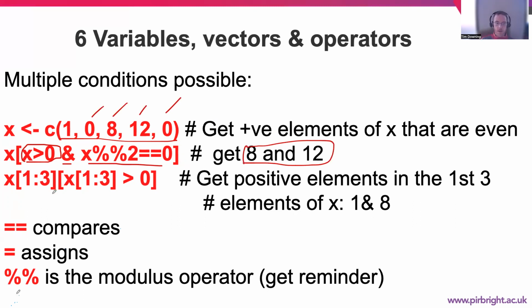We can also have more advanced ways of manipulating vectors, and this is given here. So the first part of this command, x going from 1 to 3, selects the first 3 elements of x. So that's 1, 0, and 8. And then within that, we select from those first 3 elements the ones that are positive. So that gives us 1 and 8 at the end. So that's a more advanced way of sub-selecting elements from x. Please note that we have the double equal sign here for the modulus function, because that compares data, whereas a single equal sign assigns.